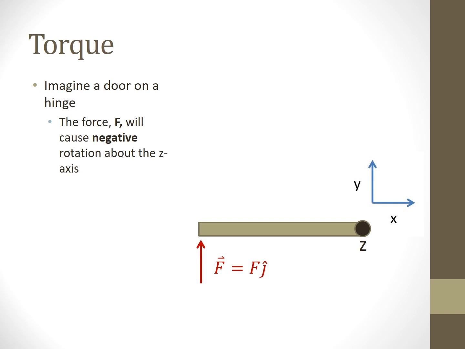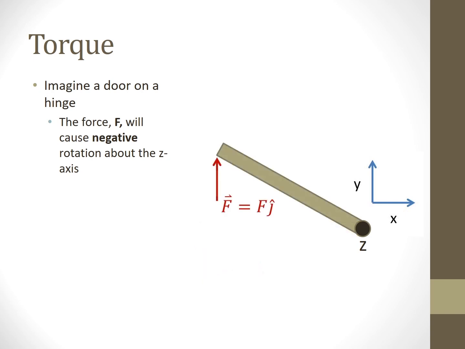With force vectors, we define them based on the direction that they cause translational or linear movement in. Whereas torque vectors, or rotational vectors, we define by the axis about which they cause rotation. Okay, so we talked about that last class. In this case, force is F j hat in the y direction, and that force is going to cause the door to rotate about the negative z-axis.